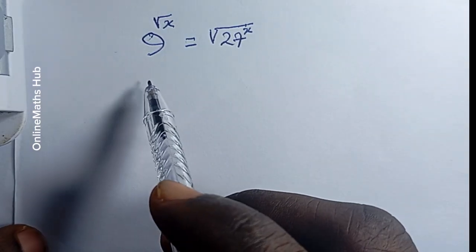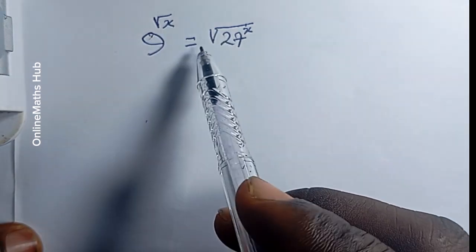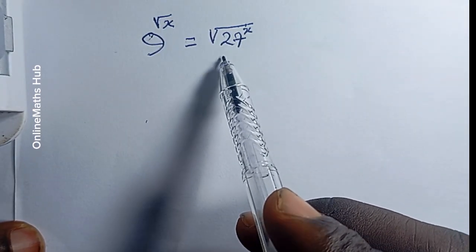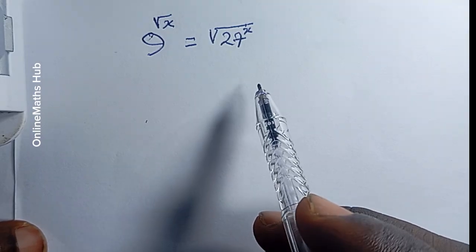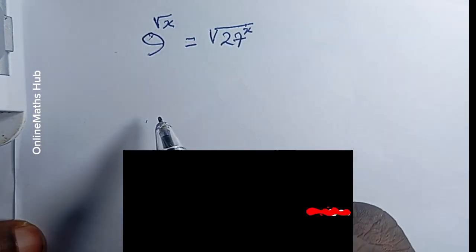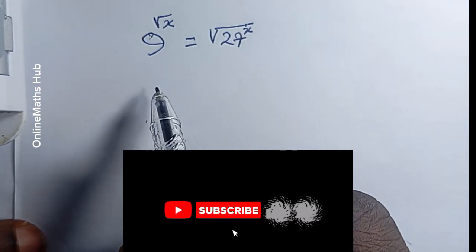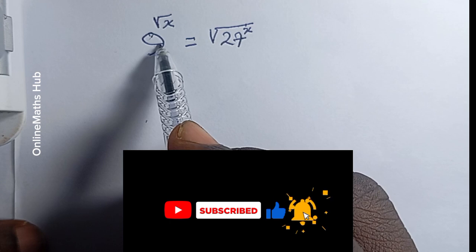Let us solve this equation right here. So this is 9 power root x is equal to root 27 power x. Our job is just to find out the value of x that is actually going to satisfy this equation. So what I'm going to do is to rewrite this.